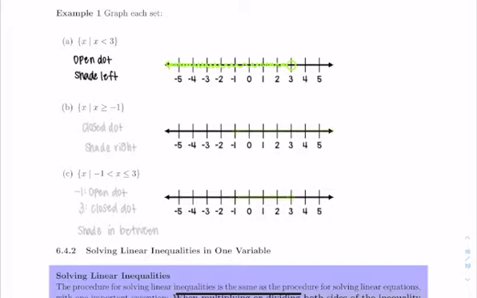Let's try another one. The set of all x such that x is greater than or equal to -1. Are we going to have a closed dot or an open dot on -1? Because it's greater than or equal to, this is going to have a closed dot. And am I going to shade to the left or to the right? Because my arrow is pointing to the right, we're going to shade to the right. So we have a closed dot on -1, and we are going to shade to the right.